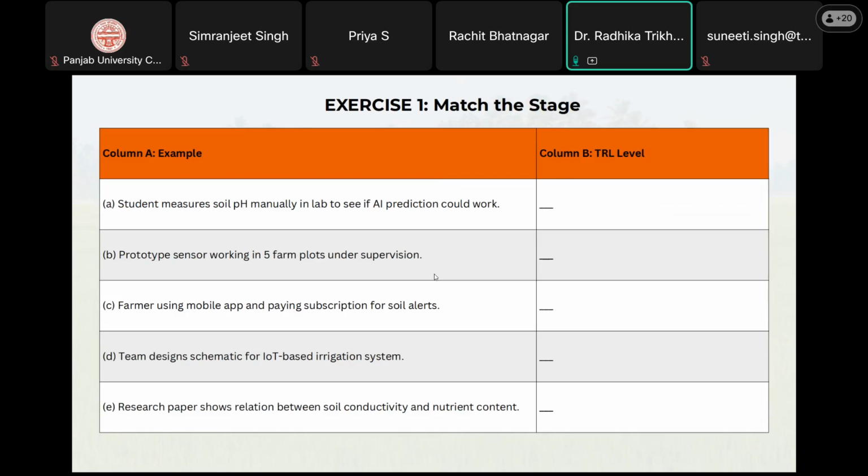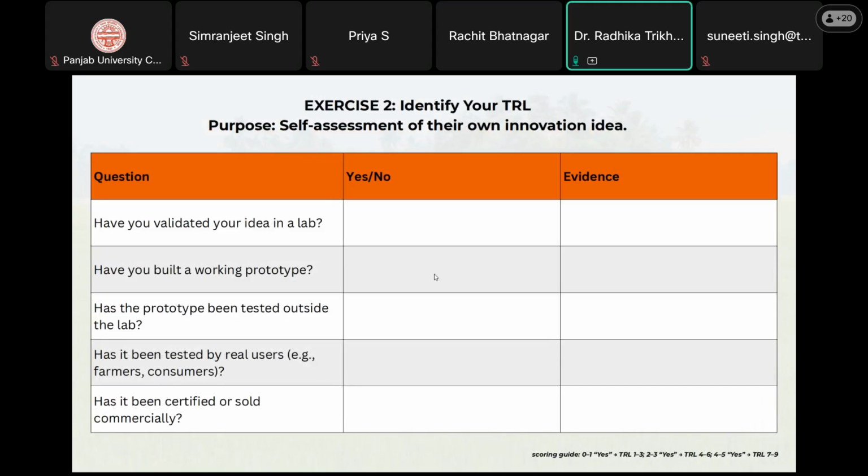Then comes: research paper shows relation between soil conductivity and nutrient content. 1 only. That is just an idea. Done. So now, on your idea, all of you want to bring your own startup. Everyone wants to do their own startup. Just write this in your notebooks, and this is a kind of self assessment that you have to do for your startup.